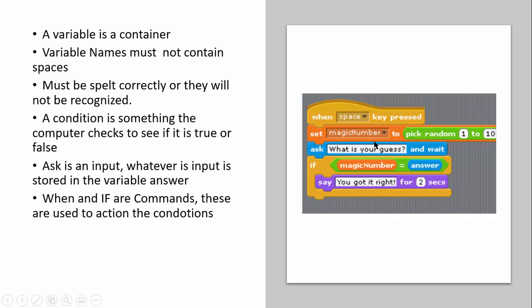When and if, so we've got when and if, these are called commands. These are used to action the conditions. So here we've got a condition, and so they're saying when. Okay, so when that condition is met. Okay, here we've got a condition, and the command is if this condition is met.